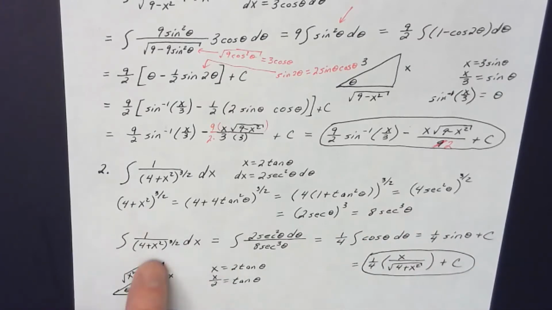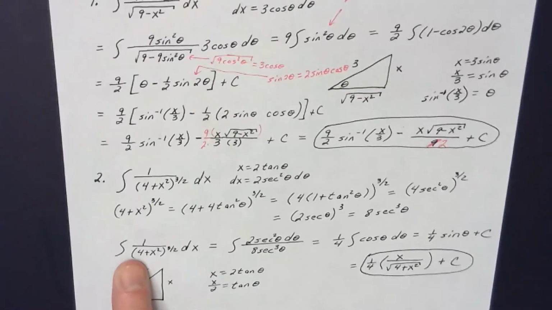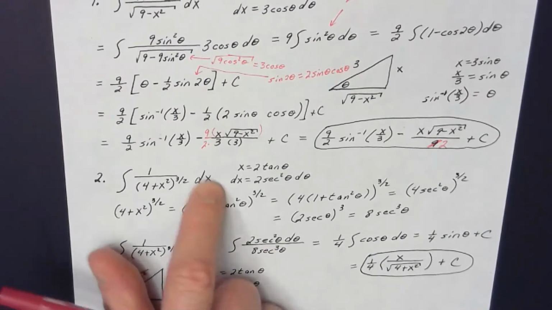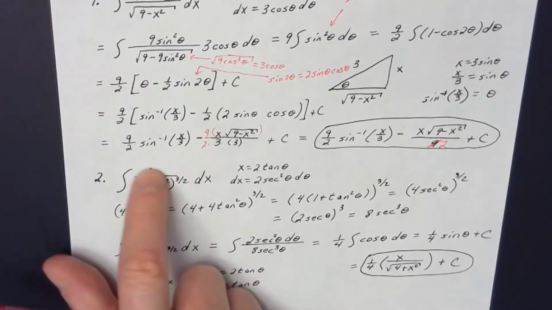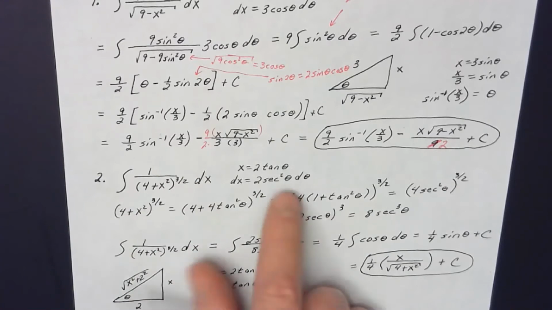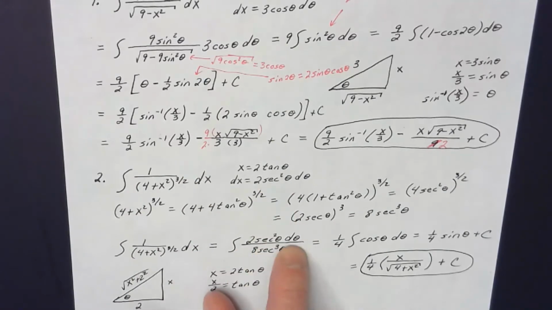Now I go back into my integration problem. I say, so the original problem is equal to my numerator. Where did that come from? I decided to go ahead and put the dx up in the numerator. Remember that dx is always implied to be in the numerator. So my numerator became 2 secant squared theta d theta. My denominator, the 8 secant cubed theta.